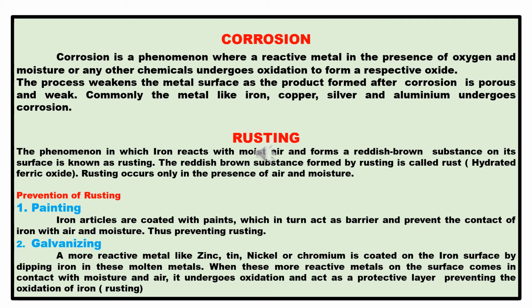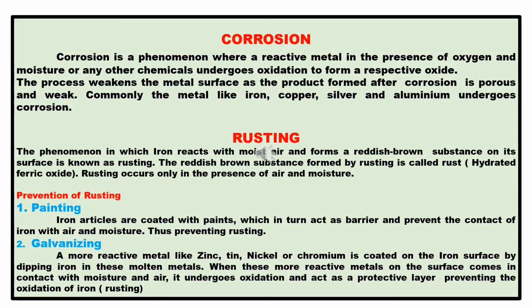So let's see what they are. The most important one is painting. Iron articles are coated with paint, which acts as a barrier and prevents the contact of iron with air and moisture. This prevents water rust. We know that almost all iron materials we paint before using. This painting prevents the contact of iron with the moisture in the atmosphere and thus prevents it from rusting.